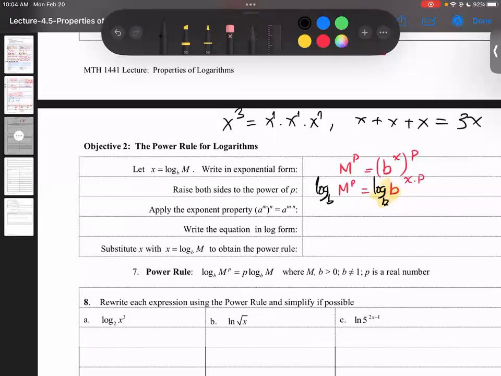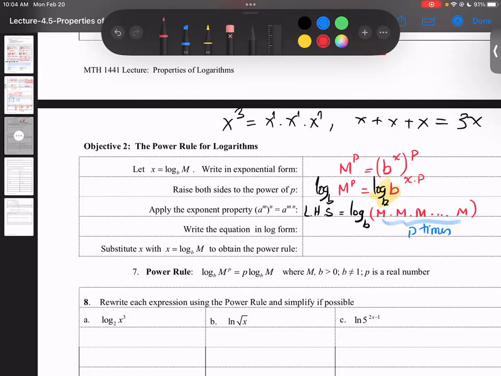So LHS is the left-hand side. Log base b of m to the p is the same thing as what? m times m times m, or how many times? p times, right? You agree? It's kind of like x times x times x 3 times, so x cubed, right? m times m, p times, so m to the p. So far, so good?